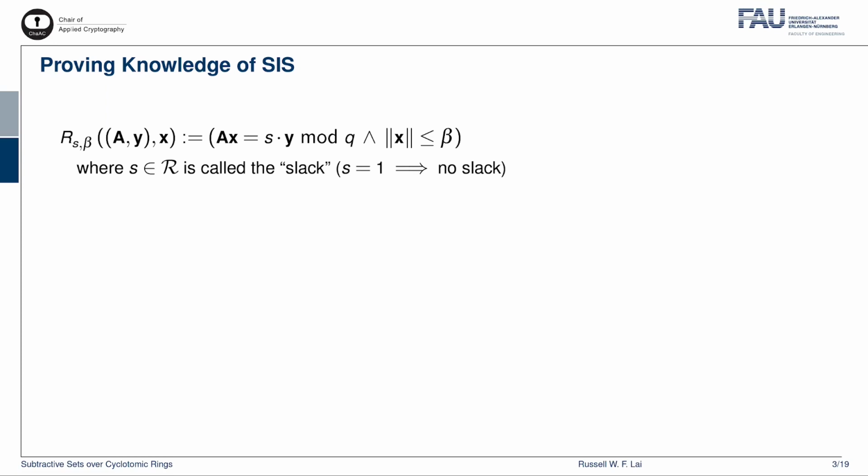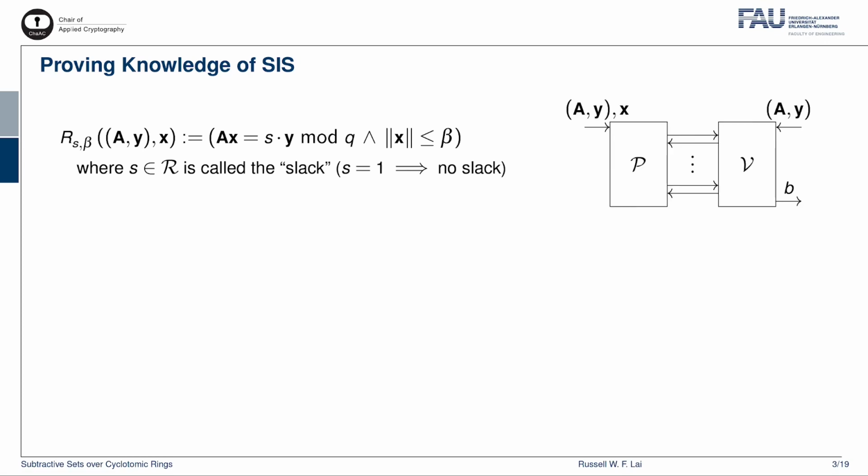Notice that the vector x doesn't necessarily satisfy Ax equals y exactly, but instead there is an element s called the slack here. If the slack s equals 1, then we say that the witness x satisfies the statement (A, y) with no slack. Otherwise, we say that the vector x satisfies the statement (A, y) with slack s.